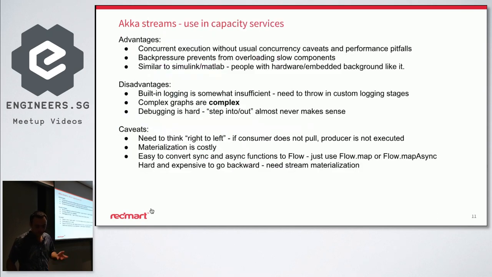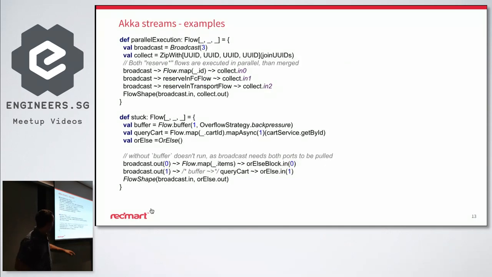Okay, so a few caveats. Because it's reactive streams, it basically works right to left. Data transfer happens left to right, but data is only propagated if the downstream component pulls, and pulls are propagated right to left. So it's very easy to end up with a stream that doesn't run at all. Here's an example, this one. It looks really innocent. Queries, merges at the end, broadcasts.